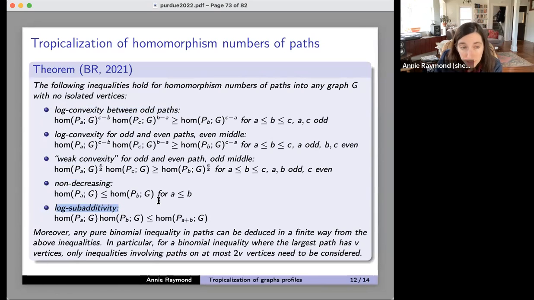But this is a lifted representation. And by that, I mean that if you have a pure binomial inequality that is true involving paths, and it involves paths up to V vertices, then you'll want to consider these inequalities up to 2V vertices to be able to recover it. If I wanted to stick to V, I would have to have even more types of inequalities here, and things would get messier.